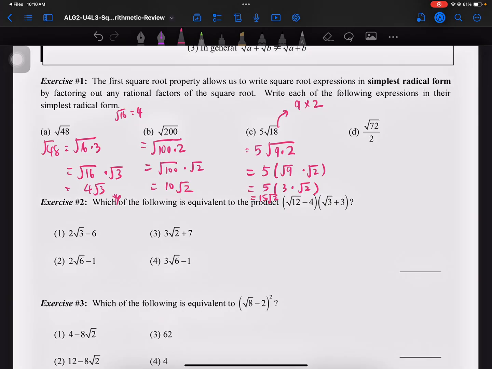Okay, next. √72 over 2. We will simplify the square root in the numerator first, then divide. So what perfect square is inside 72? We have 36 times 2. So it is √(36 times 2) over 2, and we split it into √36 times √2. So it is 6 times √2 over 2. And then the whole number can be divided. It is 3√2.